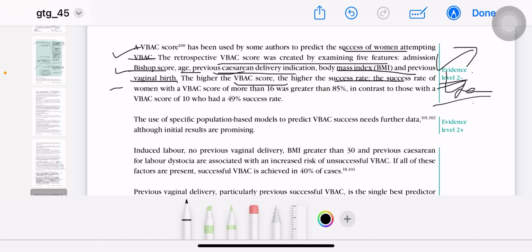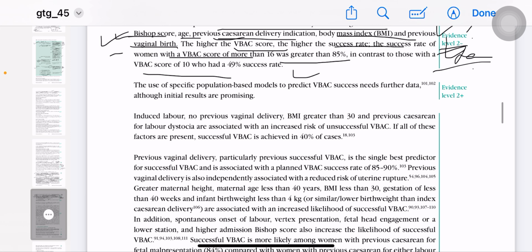The success rate of women with a VBAC score of more than 16 is greater than 85%, and those with a VBAC score of 10 have a success rate of 49%. So you have to assess the score by these five features: admission Bishop score, age, previous cesarean, and BMI.